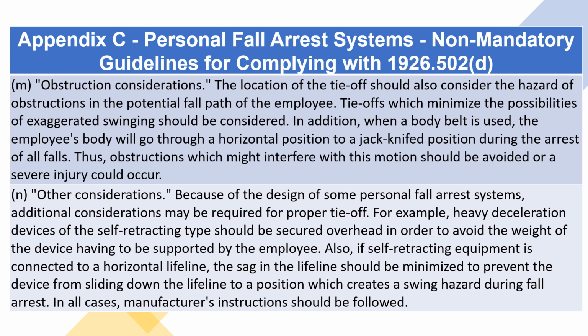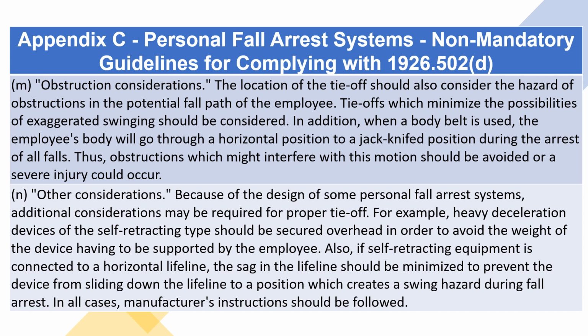M. Obstruction considerations. The location of the tie-off should also consider the hazard of obstructions in the potential fall path of the employee. Tie-offs which minimize the possibilities of exaggerated swinging should be considered. In addition, when a body belt is used, the employee's body will go through a horizontal position to a jackknifed position during the arrest of all falls. Thus, obstructions which might interfere with this motion should be avoided or a severe injury could occur.